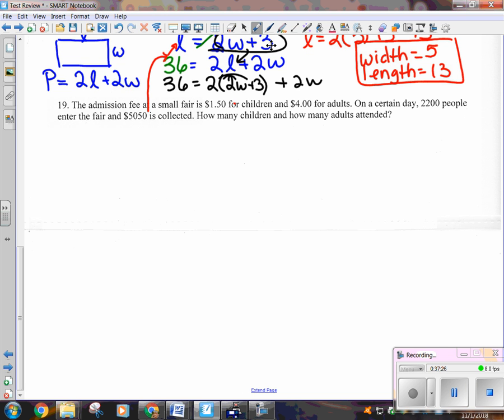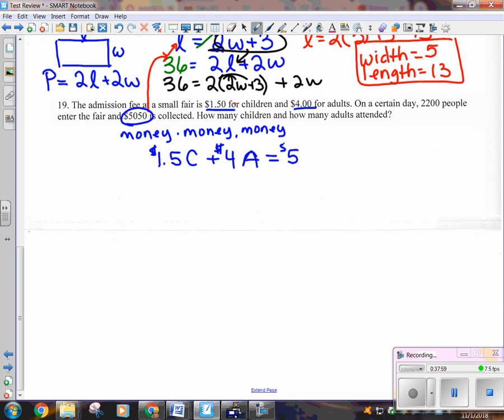So it kind of sounds like something maybe like Dixie Classic Fair. I think this is another one of those money, money, money problems. And I hope that these are something that you recognize and that you can do easily. I need one equation that's going to have a money number, money number, money number. So when I see $1.50, that's 1.5, and that's for children. I'm going to use a C. $4 for adults, and I'll put an A. And you can put the dollar sign in the first time you want to. And I'm wanting to make how much money? Money, money, money. So $5,050.